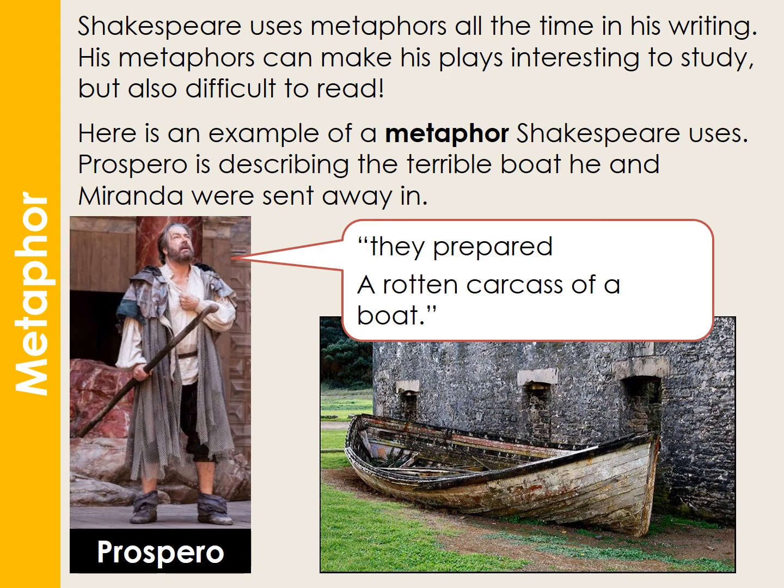So even if it looks confusing and the meaning looks a bit unlike how we would normally use a certain word, think about what you do know, think about the context you would use that word in, and then go from there, because chances are you won't be far off getting it right. So here is an example of a metaphor Shakespeare uses at this part of the play. When Prospero is describing the terrible boat he and Miranda were sent away in, he says, "They prepared a rotten carcass of a boat."